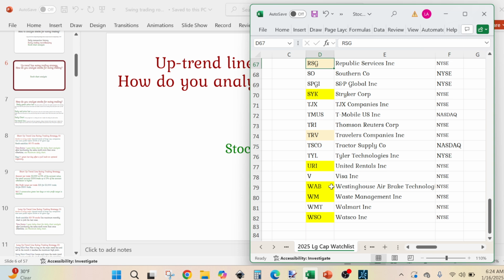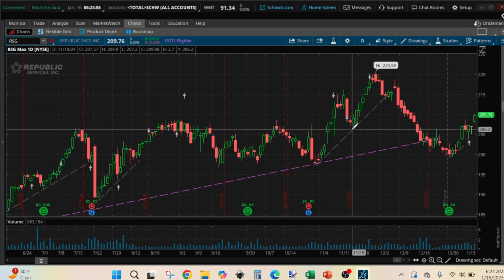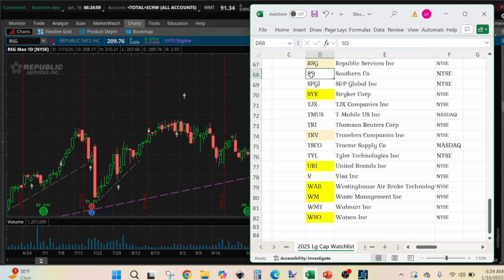We have our stock watch list. We have the Think or Swim platform open that we are using to analyze stocks, and the next one we are going to analyze is SO.